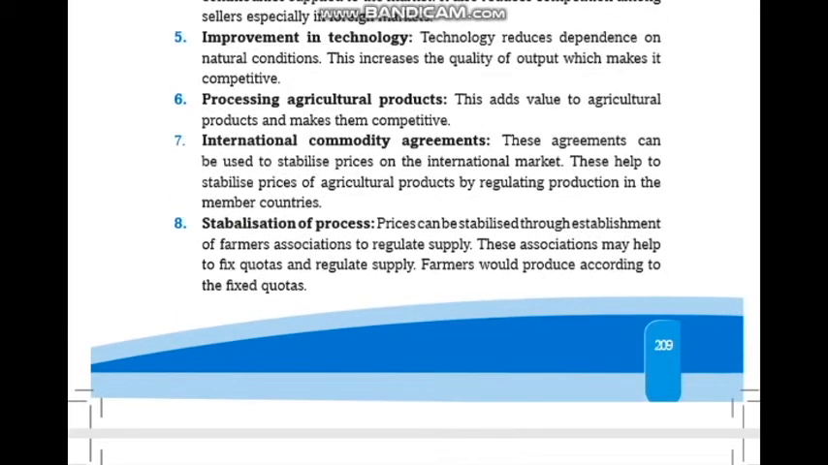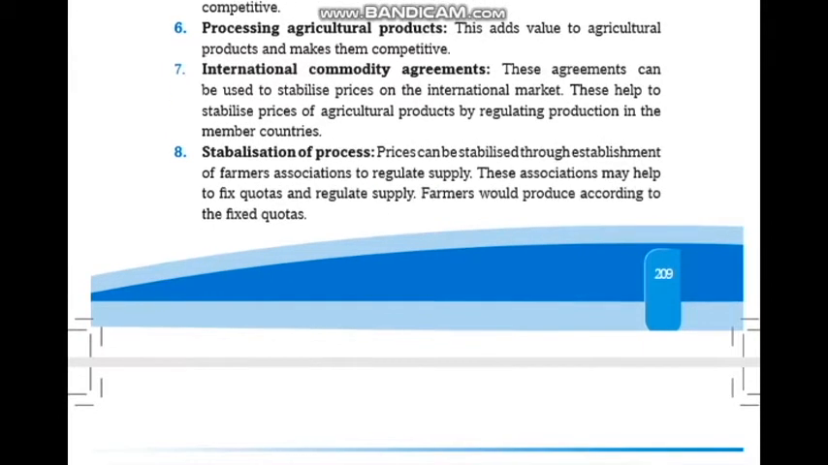Number 5, improvement in technology. Technology reduces dependence on the natural conditions. This increases the quality of output, which makes it competitive. Number 6, processing agricultural product. This adds value to agricultural product and it makes them competitive.